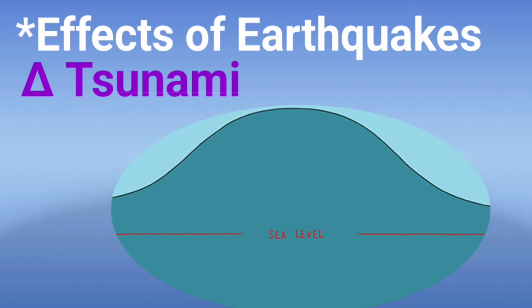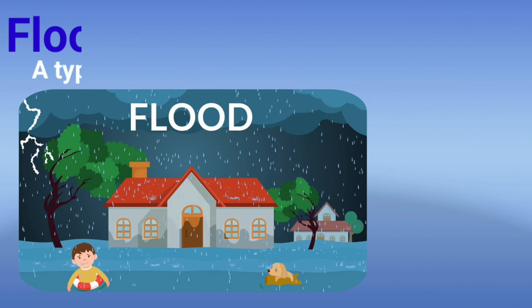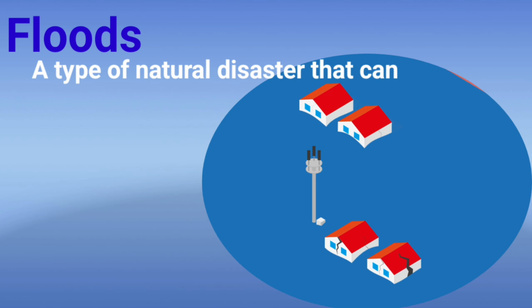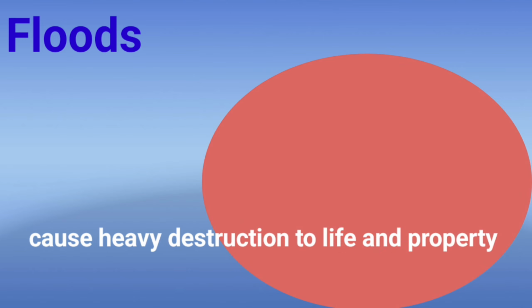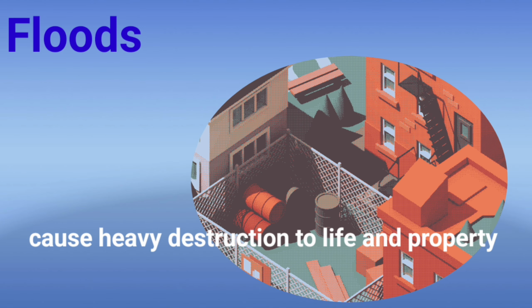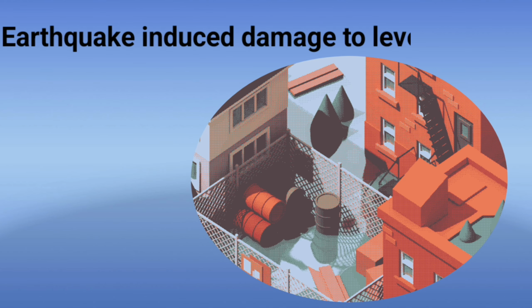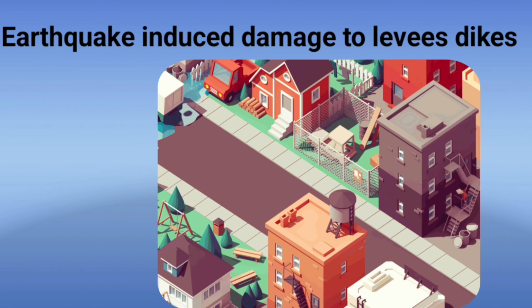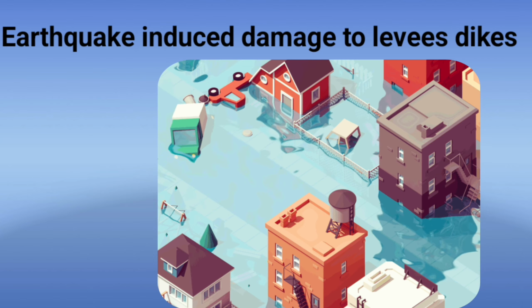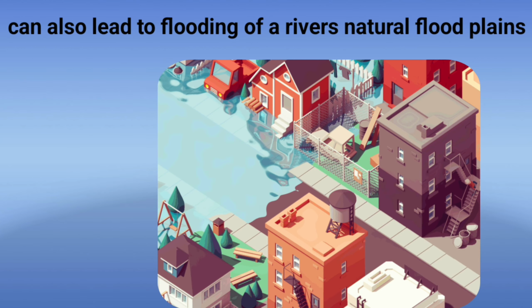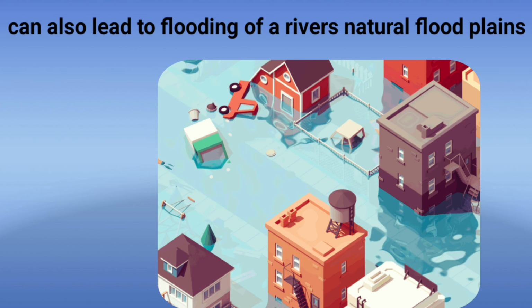Now moving on, the next effect of earthquakes is flood. Flood is a type of natural disaster that can cause heavy destruction to life and property. Earthquake-induced damage to levees and dikes can also lead to flooding of a river and natural flood plains.